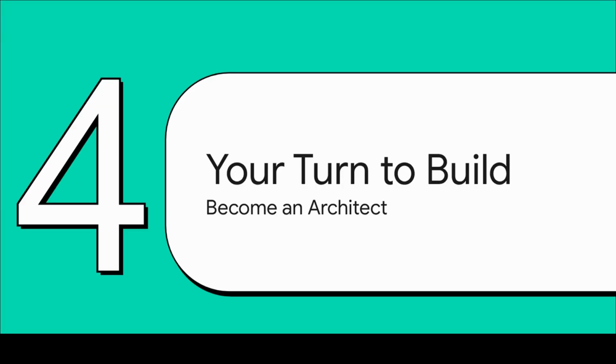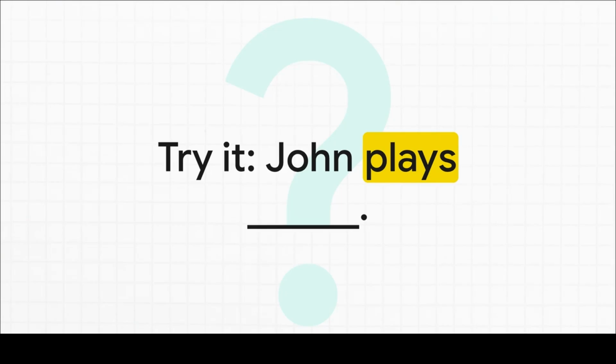All right, you've seen how it works. Now it's time to put that knowledge to the test. It's your turn to be the sentence architect. You can do this. Okay, let's try one. We've got John plays blank. We have our subject, John, and our verb, plays. So what's missing? Right, the object. What do you think John plays?